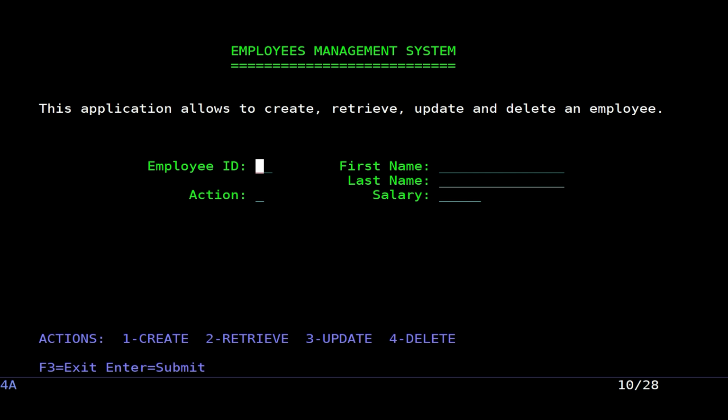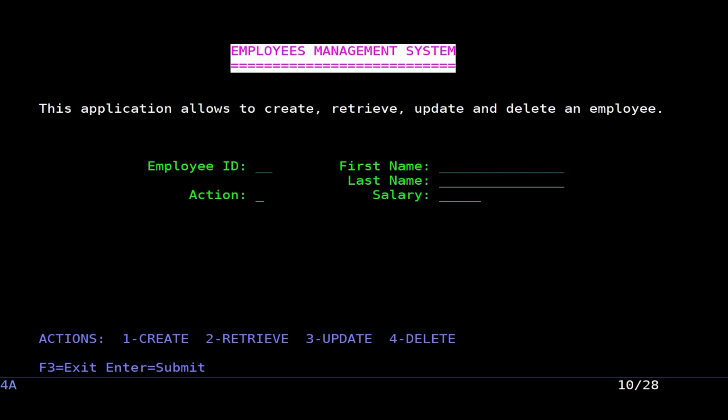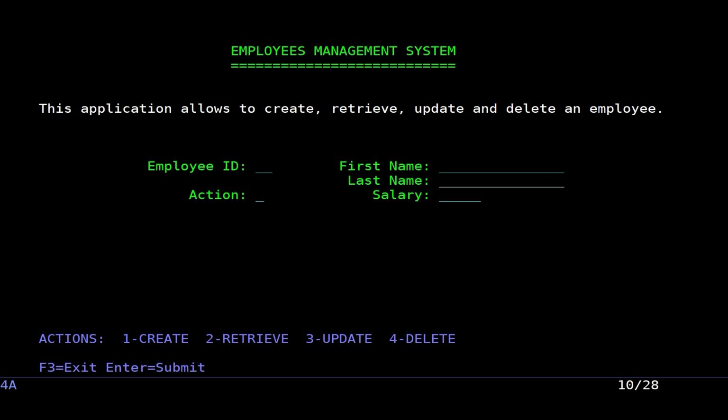The display is correct. The cursor is positioned on the employee ID field as expected. The labels and colors are correct, and the underlined fields are the only ones that are editable. In the next video, we will code the CICS program that will interact with this screen.